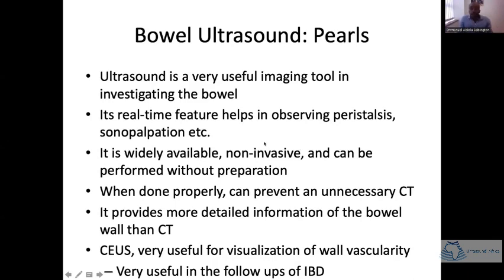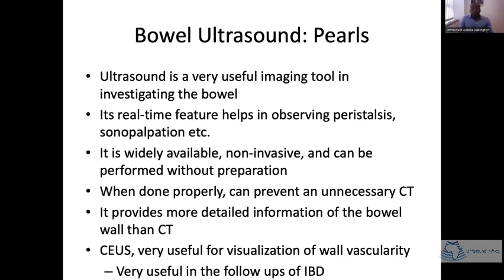We mentioned the pros of bowel ultrasound, a very useful imaging tool in investigating the bowel. The real-time feature helps us see everything we need. In real time, we tend to see the peristalsis actively, which is not something you see on a CT scan. Also, ultrasound gives us very beautiful images of the wall of the bowel. Ultrasound is widely available. It can be done at any point. It's not as expensive as CT and MRI would be, and you need just a well-trained sonographer or radiologist, or even the gastroenterologist can perform it at the bedside and you get what you need within 10-15 minutes. You get the diagnosis.